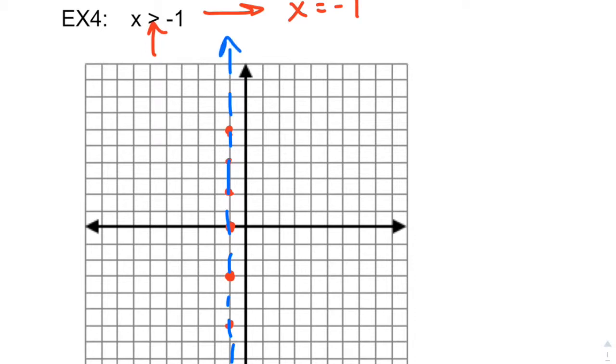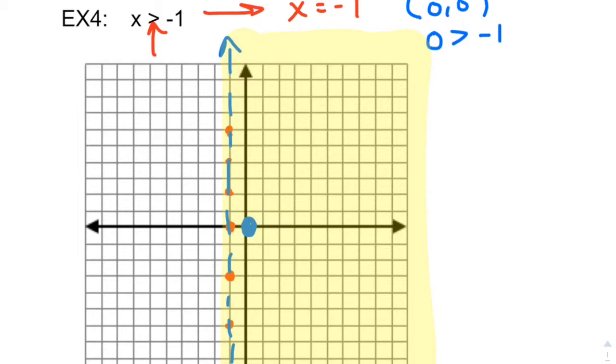And now I need to test the point 0, 0. So I'm going to plug 0, 0 in, and I get 0, plugged in for x, is greater than -1. Is that true? Yes. That means I'm going to plot the point 0, 0 right on my line, and I'm going to shade that side of my graph. And it doesn't have to be perfect as long as I can see the general gist of things.